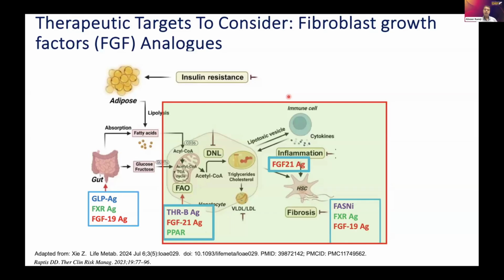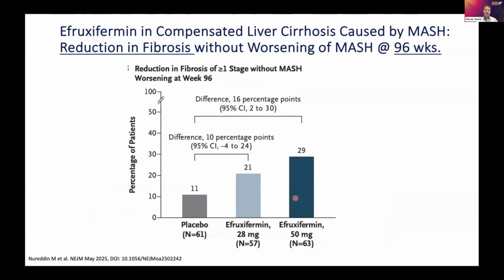These are fibroblast growth factor, FGF, analogs, which work intrahepatically to decrease fatty acid oxidation, as well as having anti-inflammatory effects, and that's thought indirectly to decrease fibrosis. So these are supposed to be true antifibrotic agents. There are a couple of them which I talked about.